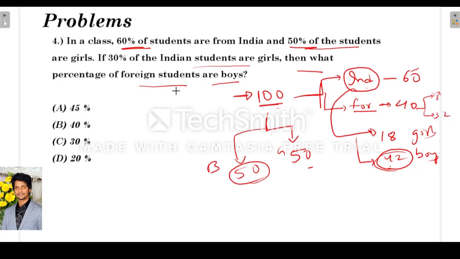So now they are asking what percentage of foreign students are boys. So 40 students are there, foreign students, and 8 are boys. So what is the percent? 8 by 40 into 100, so 20%.